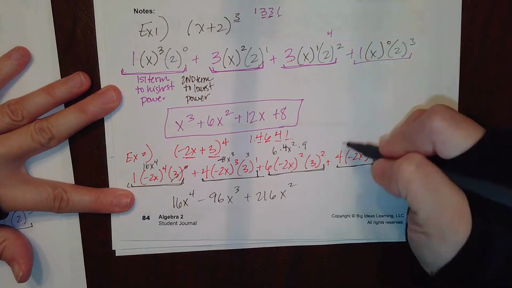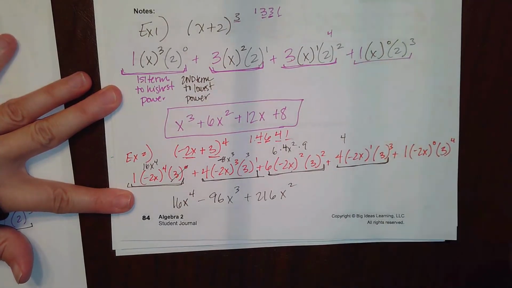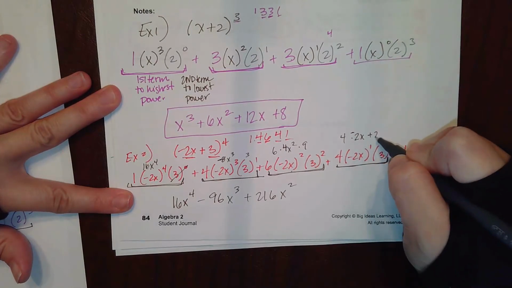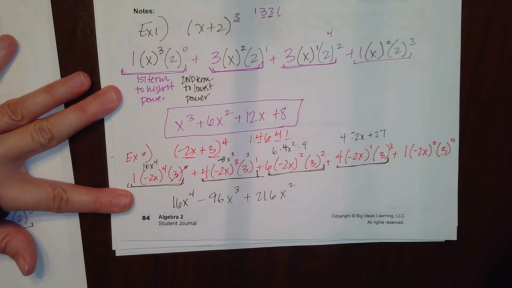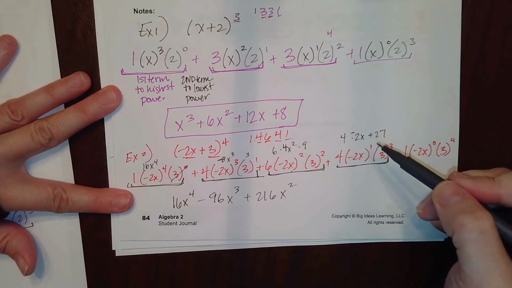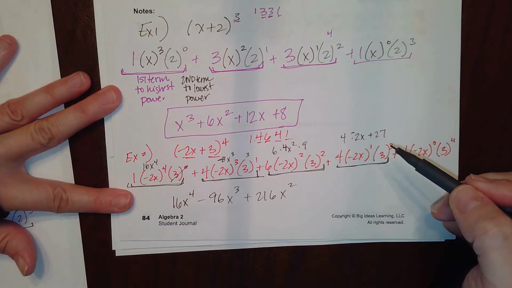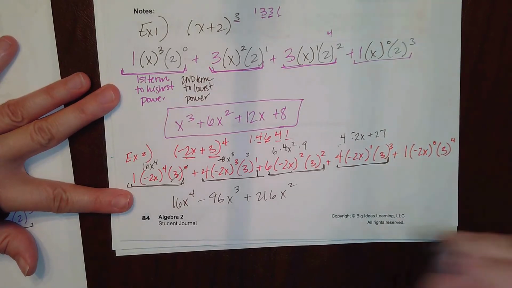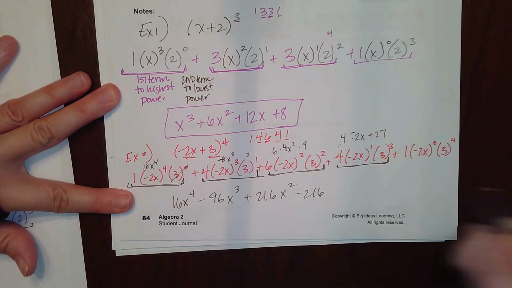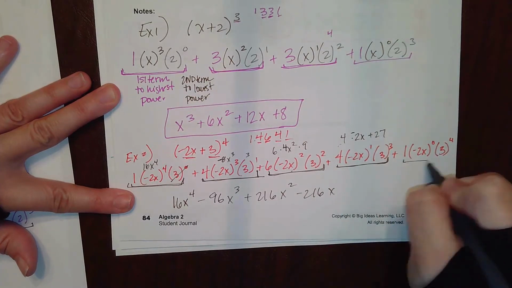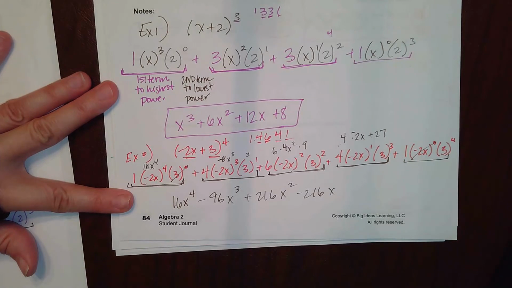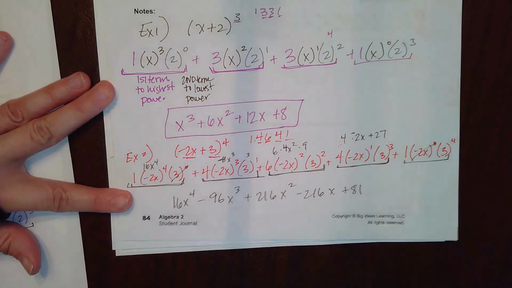Moving along. So this is 4. And then negative 2x to the first is just negative 2x. And then 3 cubed is 27. So 4 times negative 2 times 27 would give me negative 216. And then this would just be x. And the last one is, this is to the 0 power, so that cancels out because it's just 1. 3 to the 4th power is 81. And so that's my last term.